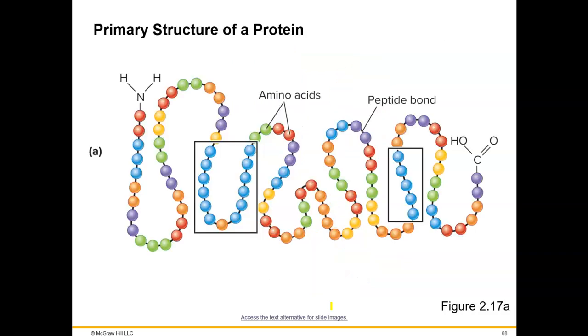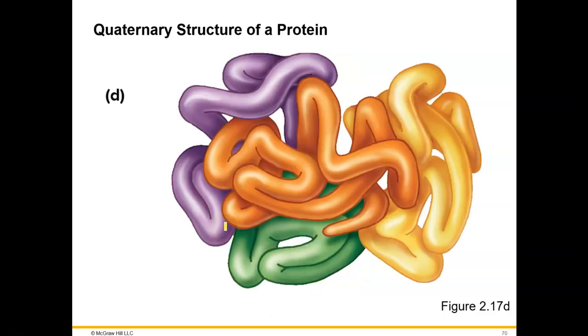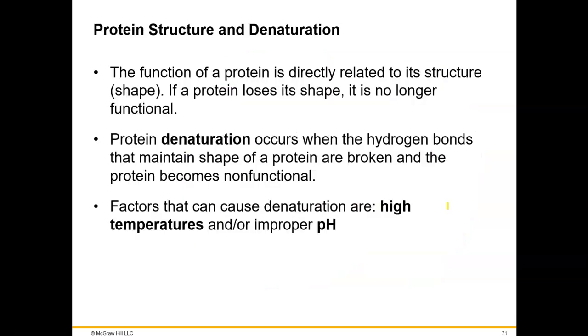So again, the primary structure of a protein is just the sequence of amino acids in the chain. The secondary structure is either a pleat or a helix. And the tertiary is the final 3-dimensional shape. And if it has a quaternary structure, each color represents a different tertiary structure. So it's just more than one tertiary structure or more than one polypeptide that is chemically bonded together, and that would give it a quaternary structure.